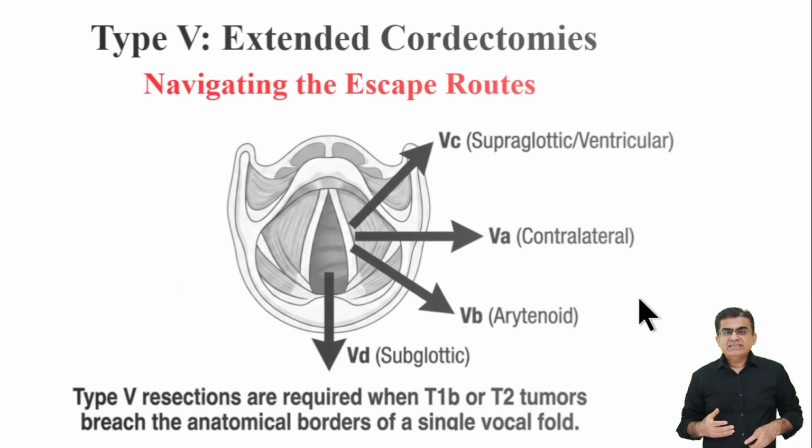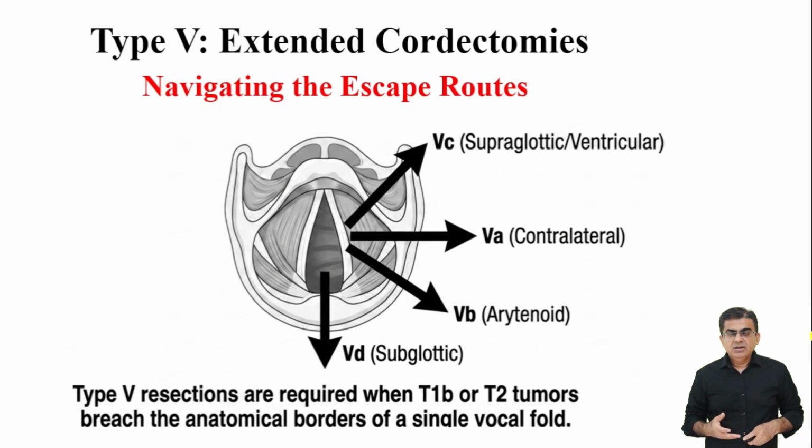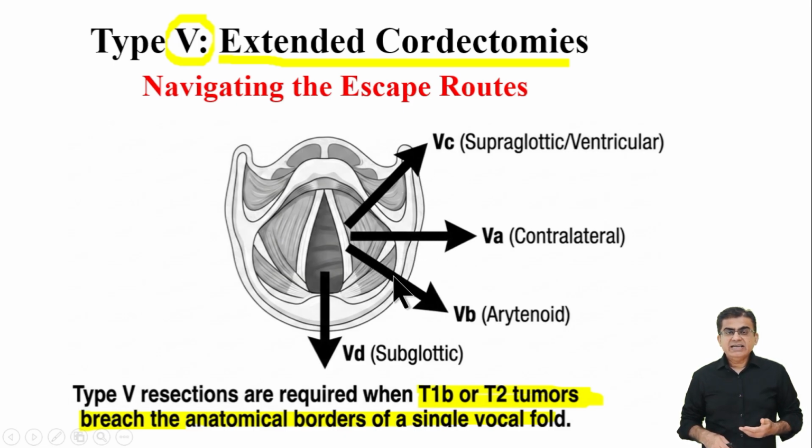Let us now look at the extended surgical resections. Look at the diagram on your screen showing the type 5 cordectomies. We can call these the escape routes of the tumor. You must strictly use these extended cordectomies when a T1B or T2 tumor breaches the normal anatomical borders of a single vocal fold. Look at the 4 black arrows pointing away from the center of the glottis. These arrows represent the 4 specific directions that the cancer can spread.